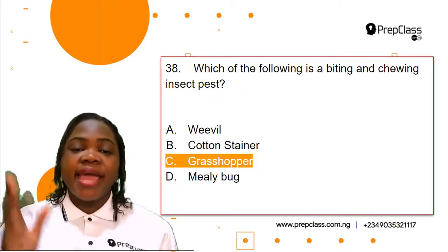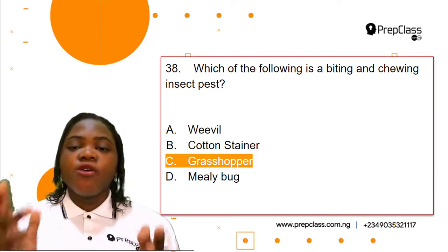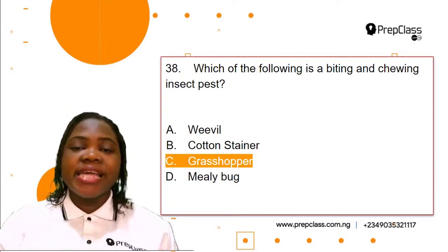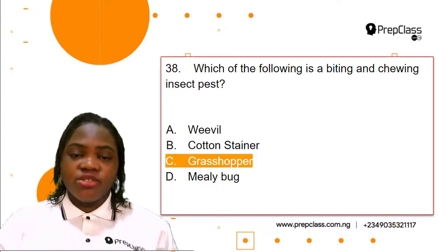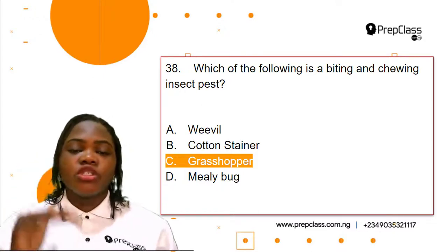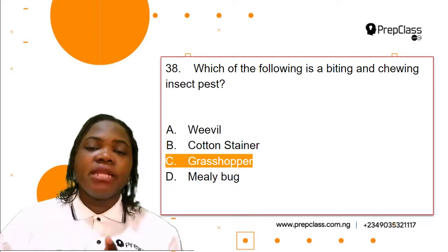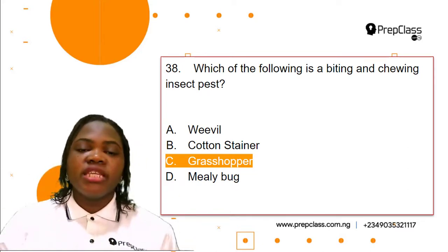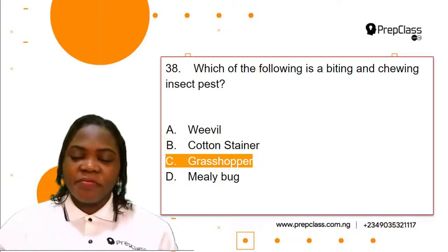So the answer here is C, grasshopper. Which of the following is a biting and chewing insect? Grasshopper is a biting and chewing insect, while the other options, weevil, cotton stainer, and mealybugs, are piercing and sucking insects. So the correct option here is C. Check.